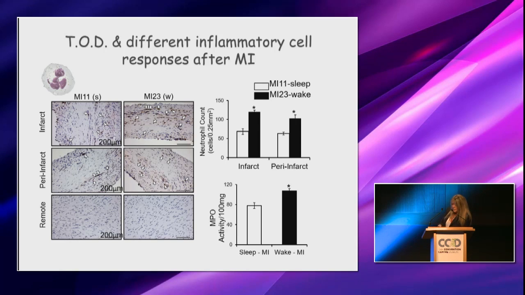So if I just focus you on the black bars here, you have greater neutrophil infiltration from the immunohistochemistry in the wake time. And we did this using a different approach, not just immunohistochemistry, but a biochemical assay called myeloperoxidase as well, and we essentially found the same thing, which is greater neutrophil response at wake time.